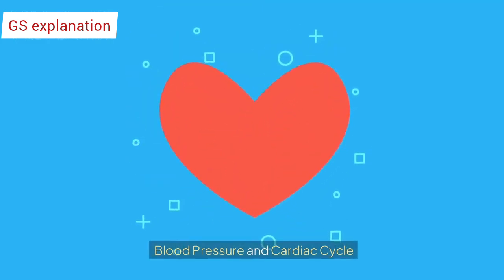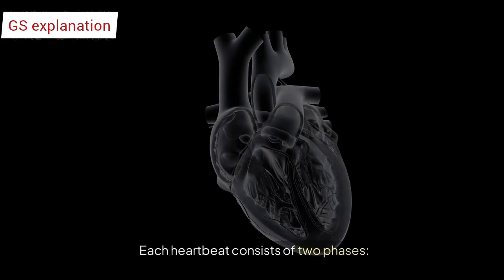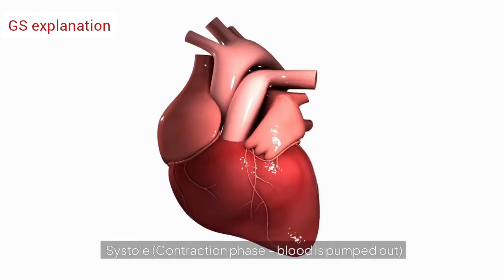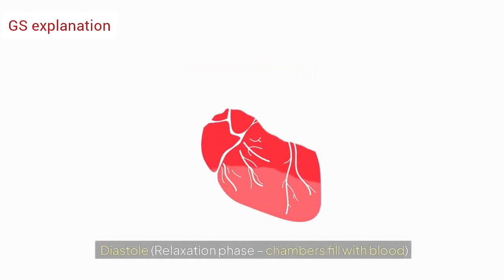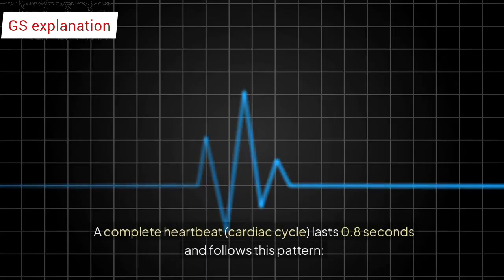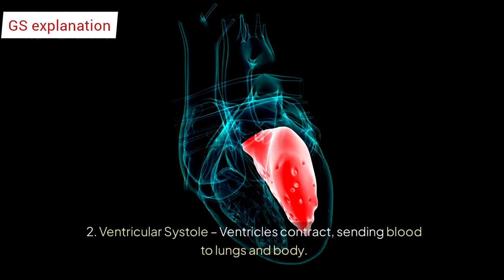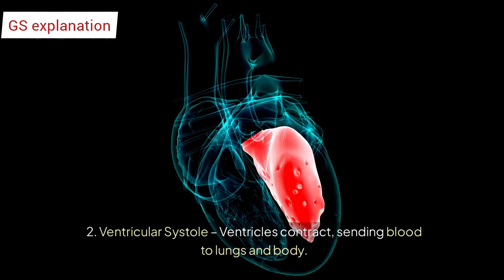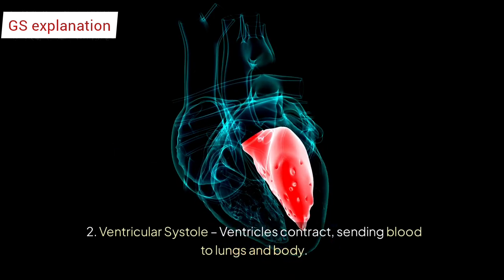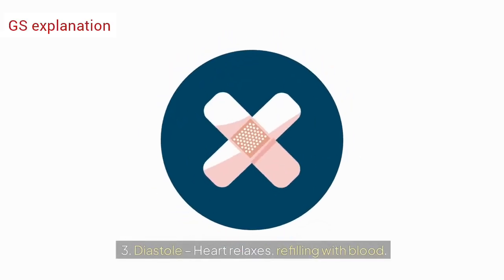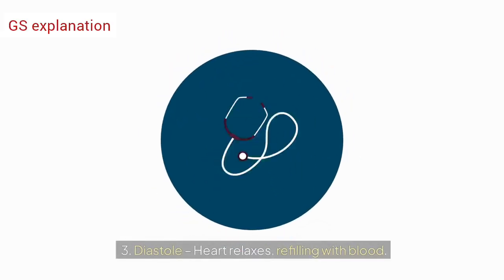Blood pressure and cardiac cycle. Each heartbeat consists of two phases: systole, contraction phase, blood is pumped out; diastole, relaxation phase, chambers fill with blood. A complete heartbeat, cardiac cycle, lasts 0.8 seconds and follows this pattern. 1. Atrial systole, atria contract, pushing blood into ventricles. 2. Ventricular systole, ventricles contract, sending blood to lungs and body. 3. Diastole, heart relaxes, refilling with blood.